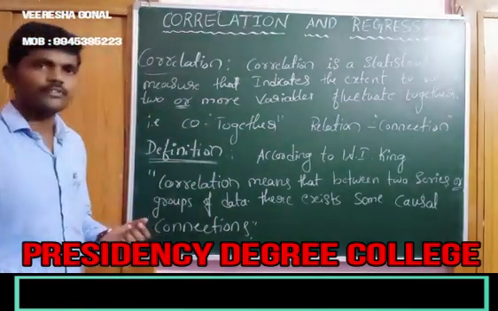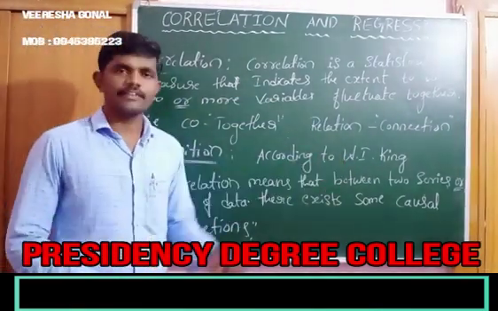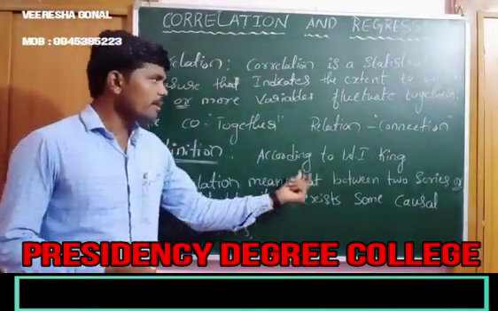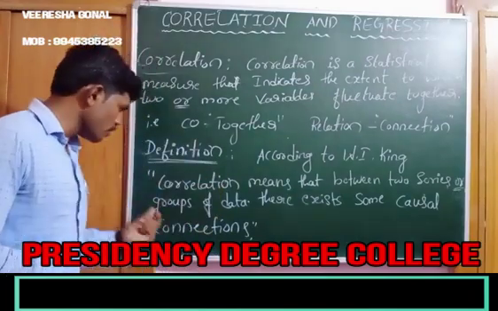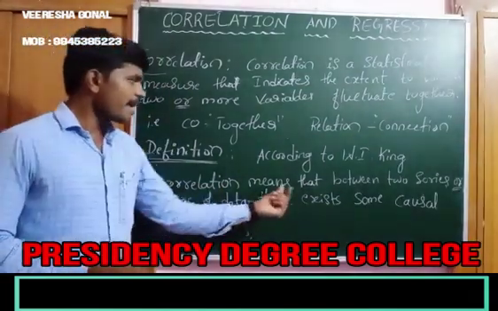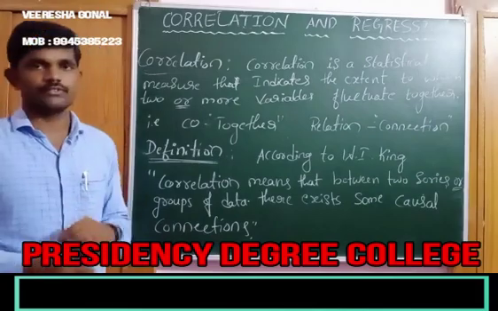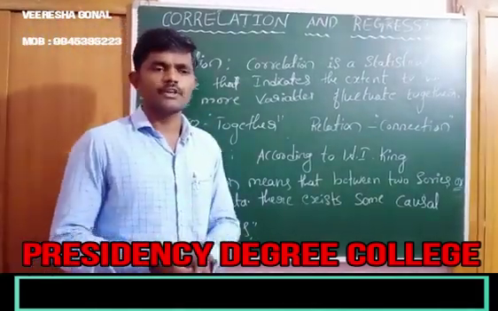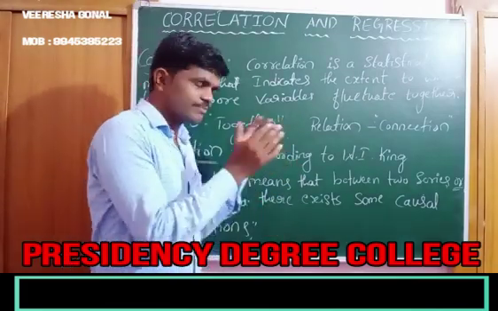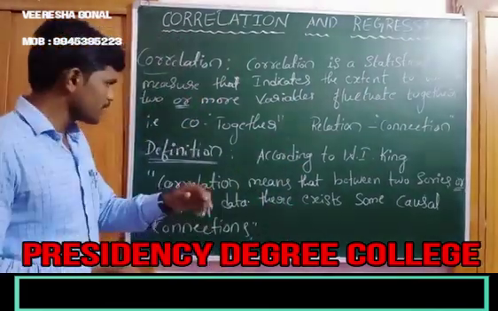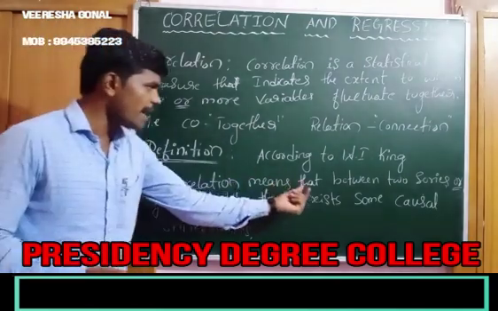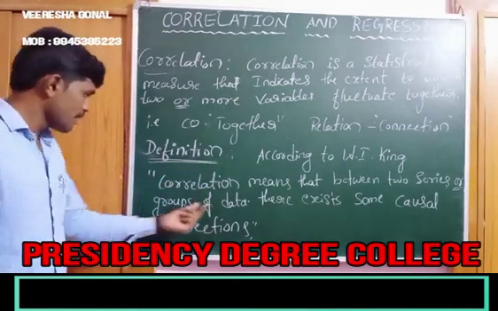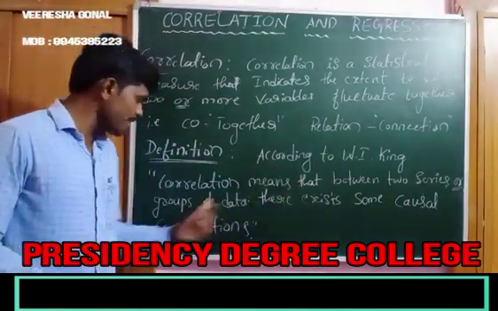And the definition, according to W.I. King, is that correlation means that between two series or groups of data there exists some causal connection, where group data means some information. What is information? Some situations, some things of information. So here I will repeat once again: correlation means that between two series or groups of data there exists some causal connection.